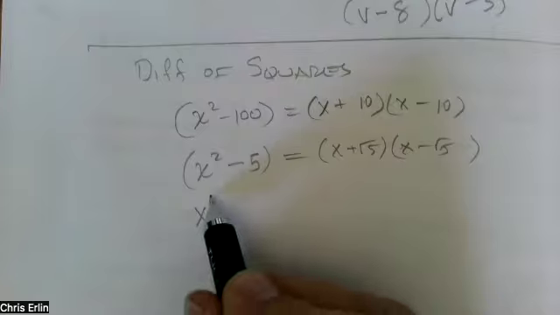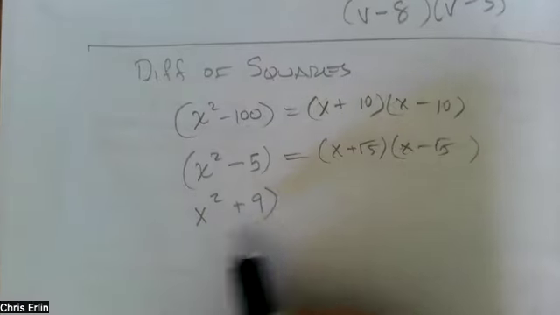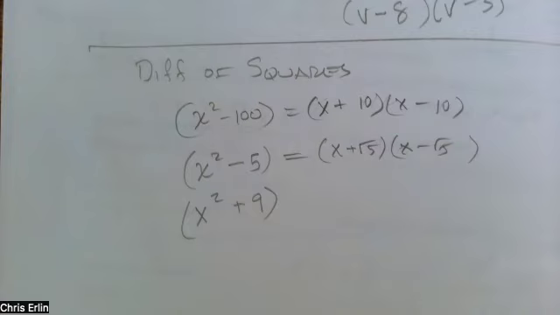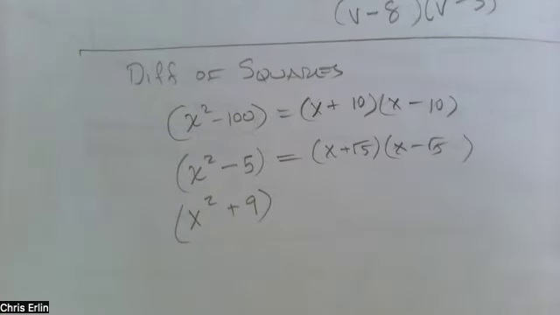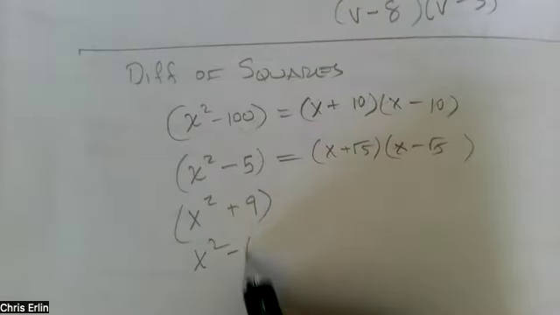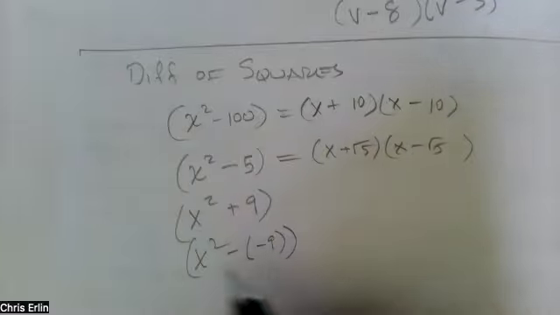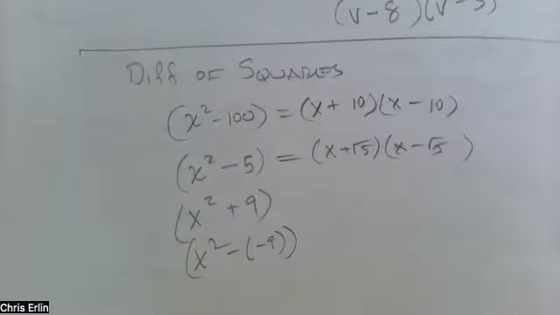One more. What if I have x squared plus 9? Is that a difference of squares? It's not, but could I write it as a difference of squares? Could I make it x squared minus negative 9? Now, using the idea of difference of squares, what could I write?